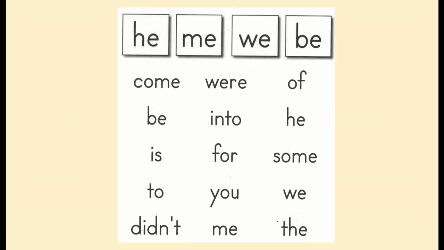Now let's practice reading some sight words. Today we have 4 new words. Watch as I read these words. He, H-E, he. Me, M-E, me. We, W-E, we. Be, B-E, be. He, me, we, be. All right, you ready?